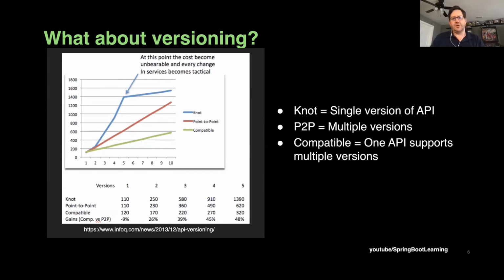And then the third one is the compatible one: one API to support them all. Is that a reference to Lord of the Rings? Okay. So one API that's able to maintain backwards compatibility. It's able to accept old and new versions. It was able to slow the growth to a much more reasonable pace, and thus is able to handle demands a lot better.